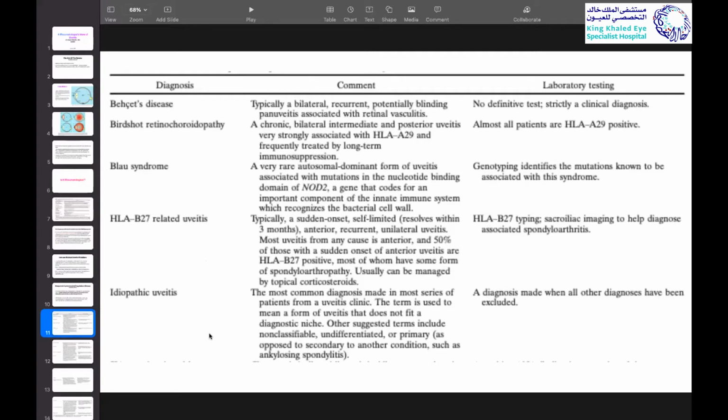So any patient who comes to you with a sudden onset anterior uveitis that is self-limited and usually resolves within 3 months, but they are reoccurrent, ask for an HLA-B27. It's most probably going to be positive, and it's almost 50%. Other than that, you will consider, if the patient is symptomatic, to do a sacroiliac MRI. Idiopathic uveitis, as similar to other idiopathic diseases, is a diagnosis of exclusion.